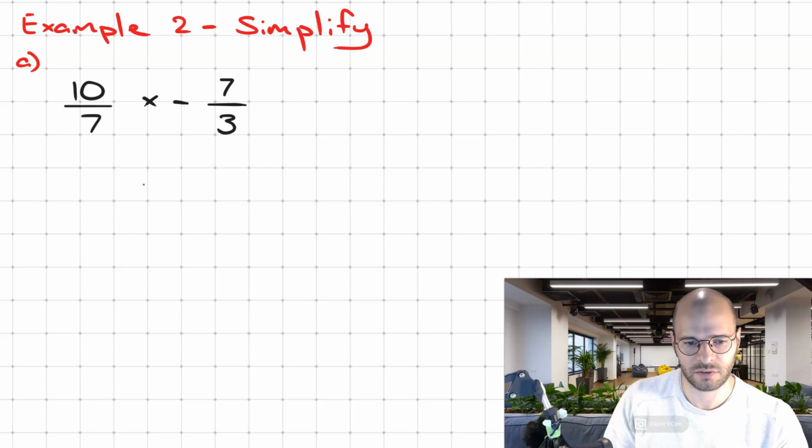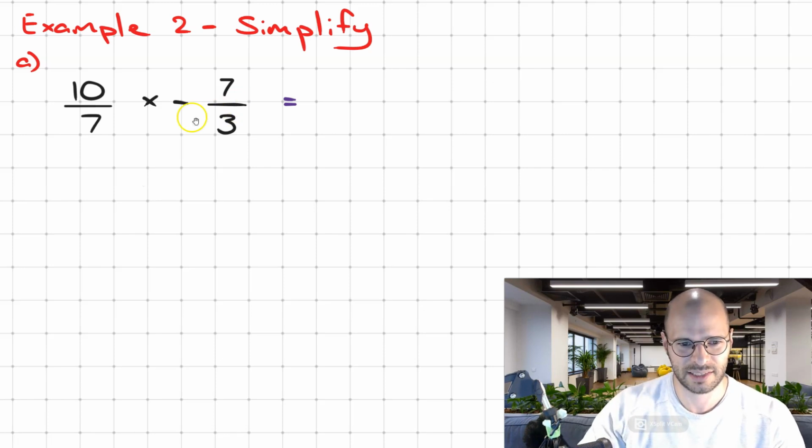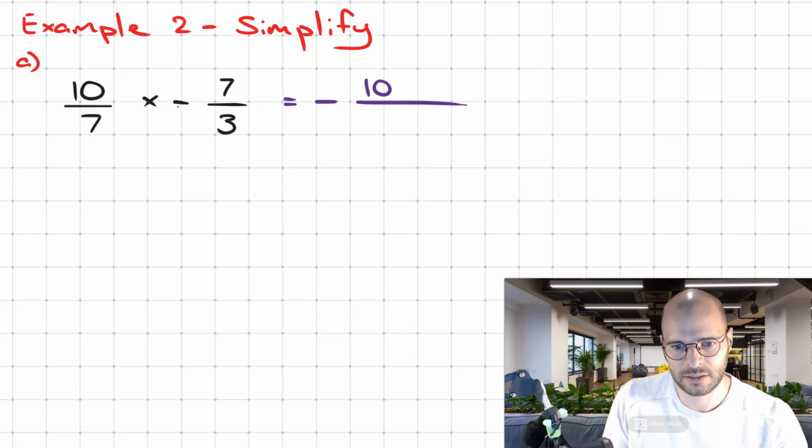So starting off, I'm going to draw an equal sign, and I'm going to pretend everything is exactly like it was before. I see that there's a negative in front of the second fraction, so what I'm going to do is I'm just going to move it all the way out to the front. I now draw an extended vinculum. My numerators are 10 and 7. They're going to be multiplied together. My denominators are 7 and 3. They're going to be multiplied together.